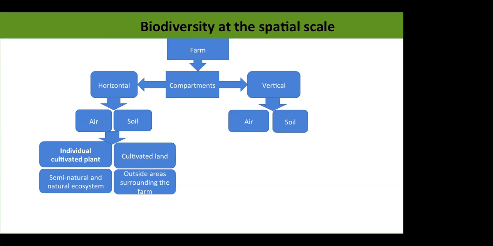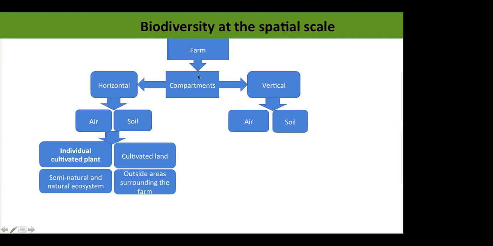And we mentioned that there are individual cultivated plants, there are cultivated lands, there are semi-natural and natural ecosystems, and we have outside areas surrounding the farm. Of course, you understand that there are areas around our farm that we don't normally plant. There is no way you will use all your land for cultivation. You will still leave some boundaries where you will not plant at all. So those are the places we consider when we are into spatial scale assessment of biodiversity.